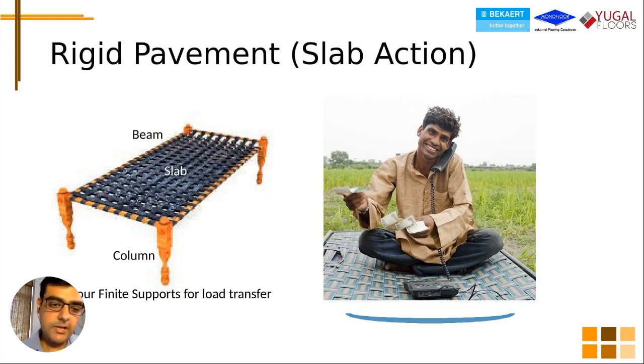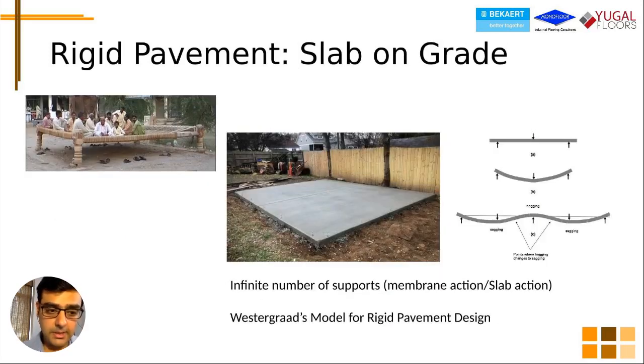And on the right side, if you see the guy sitting on the cot, the ropes are in tension. That tension is transferred on the frame, and which ultimately is transferred to the column. This is the exact same way how an industrial slab works. That will become clear in the next slide.